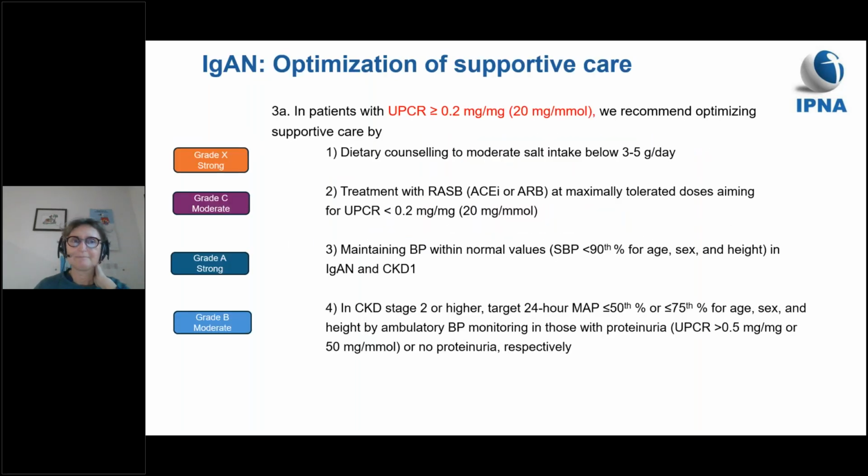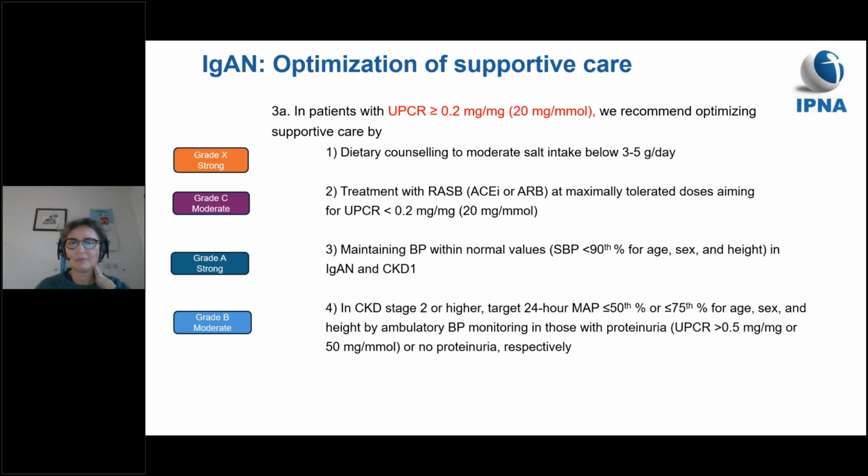In terms of management, so first of all, there was the optimization of supportive care. Here, there's a lot of excellent evidence coming from studies performed mostly, but not only, in adults. So it was pretty easy to give these indications. So in all patients, even with slightly abnormal UPCR, but above or equal to 0.2 milligrams over milligram, or above or equal to 20 milligrams over millimole, it was recommended to optimize supportive care. And by this we mean dietary counseling to moderate salt intake below 3 or 5 grams per day, treatment with RAS blockade, either ACE inhibition or angiotensin receptor blocker at the maximally tolerated doses, aiming for a UPCR below 0.2 milligrams over milligram or below 20 milligrams over millimole.